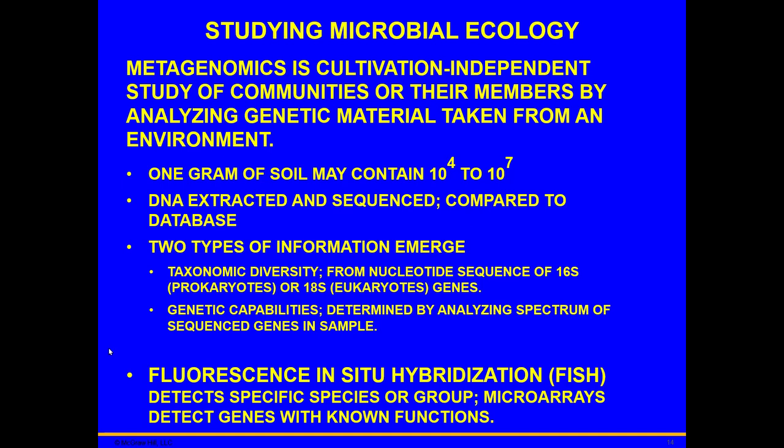Okay? There's another way to analyze this genetic information, and that's called fluorescent in situ, meaning in the site, hybridization, short for FISH. It's not anything to do with fish per se. But basically, it detects specific sequences or groups. You have a microarray, and it detects genes with known functions. That microarray might be a 96-well plate. It might be a gene chip. And if you run the DNA that you're looking at over that microarray, some of the dots, some of the areas that have DNA that is comparable to the samples will light up. And there you get an idea about the different genes that may be within that particular sample.